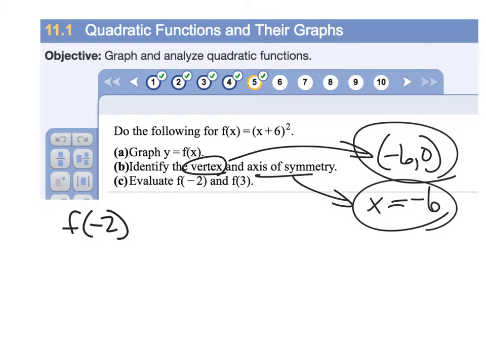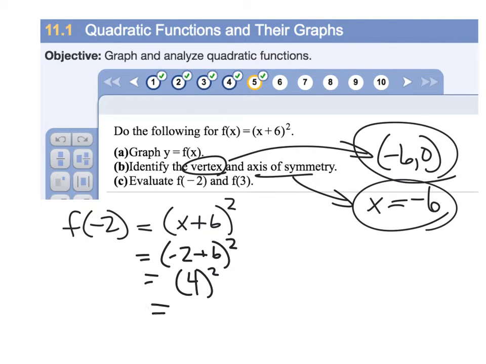All right, so what are we going to do? We're going to take that equation, (x plus 6) raised to the power of 2, and replace the x with a negative 2. So you get (negative 2 plus 6) raised to the power of 2, which is 4 raised to the power of 2, which is 16. So when f is negative 2, when x is negative 2, y is equal to 16.